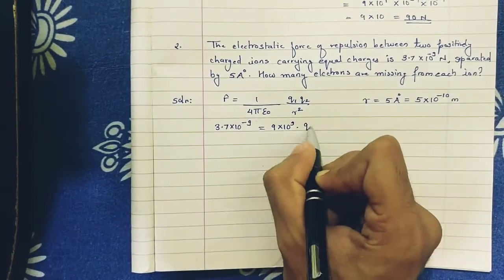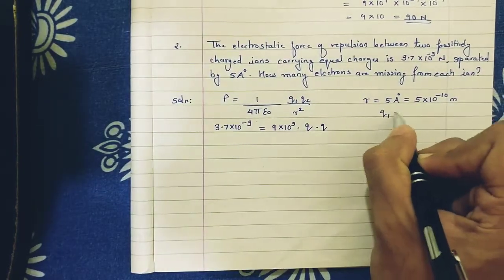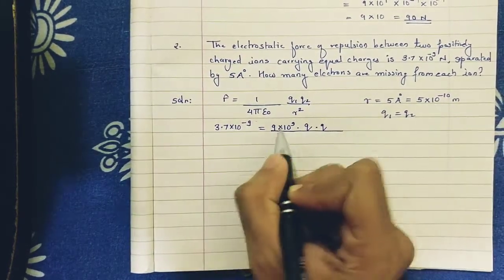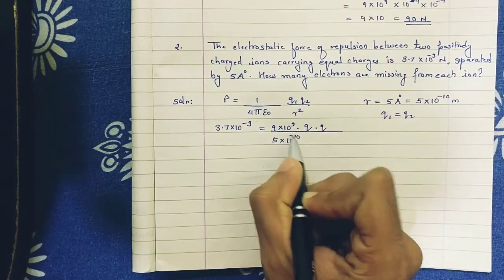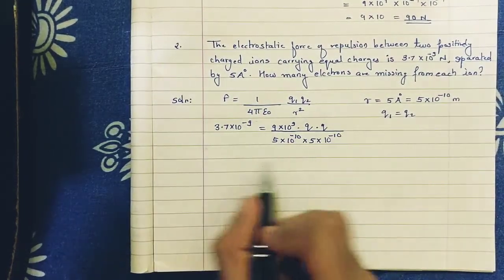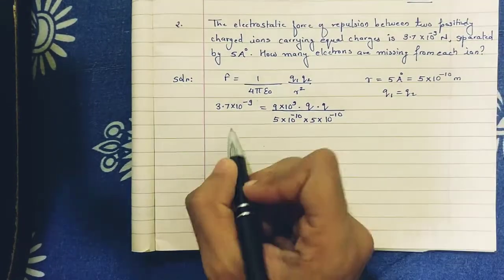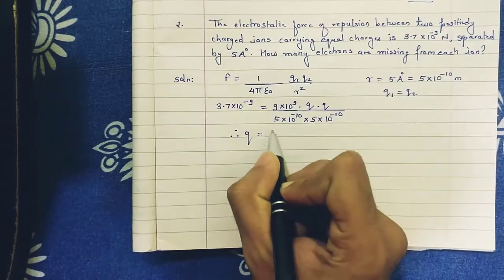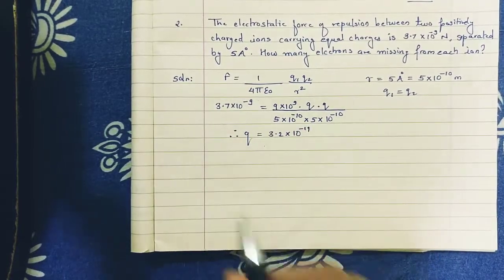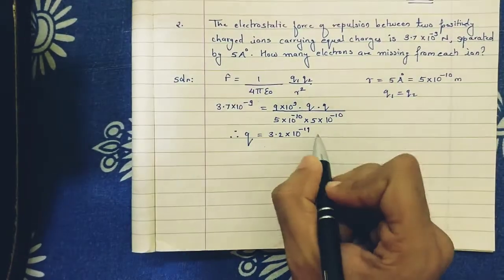Q is not known, but since the charges are the same, let's put it as Q and Q instead of Q1 and Q2. They are equal charges and they are positive. R is 5 into 10 raised to minus 10 multiplied by 5 into 10 raised to minus 10. I won't go through the solution part. If it is becoming complicated, you can use your log tables. You get a square of Q and then take the square root, again using log tables. So you'll get Q as 3.2 into 10 raised to minus 19 coulombs.